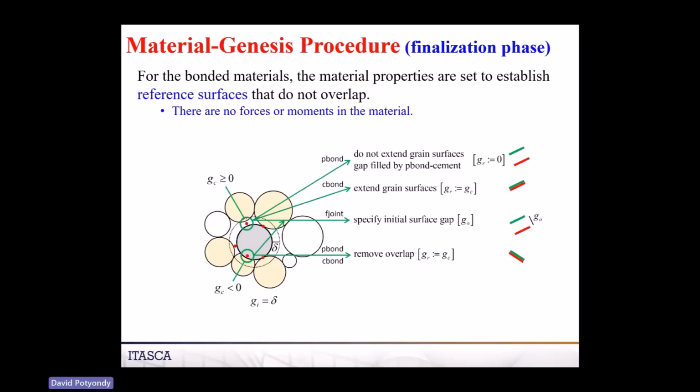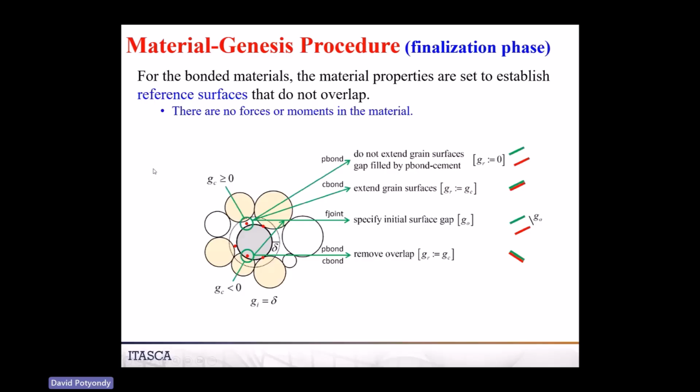This we're not going to go into in detail. This is telling you in detail what is going to happen depending upon if you have parallel bonded material or contact bonded or flat jointed. This is basically telling you what it's going to do. What's it going to do for these new contacts where they're not touching? What's it going to do for the ones that are overlapping? That's what this is all talking about.